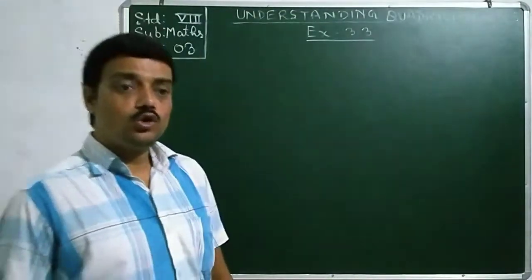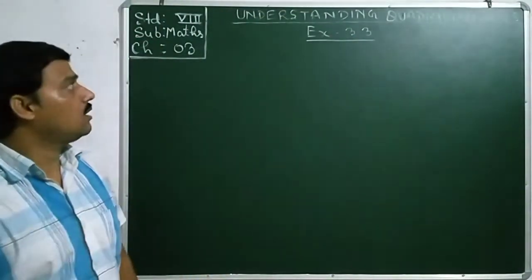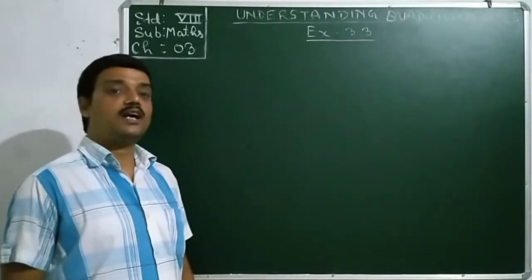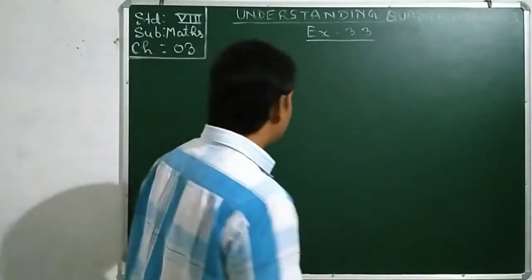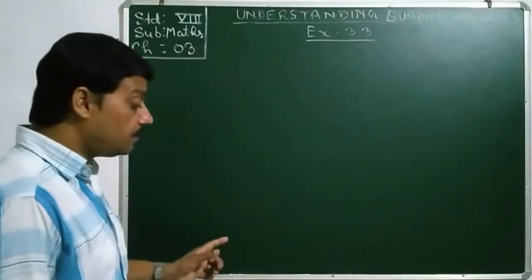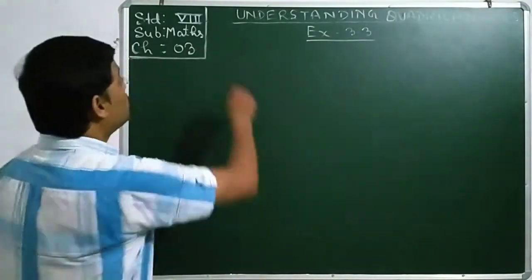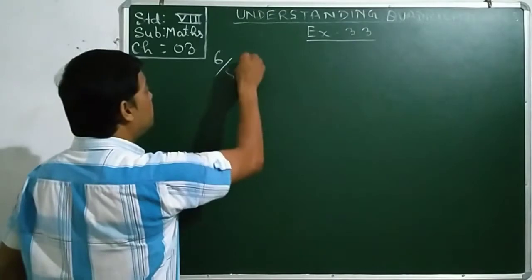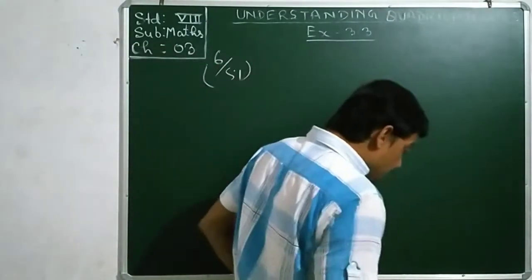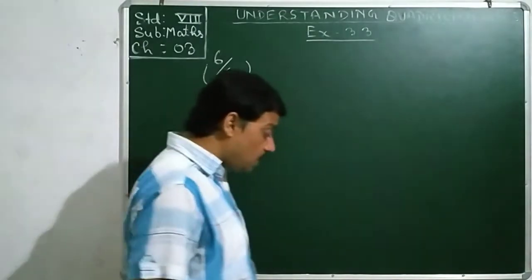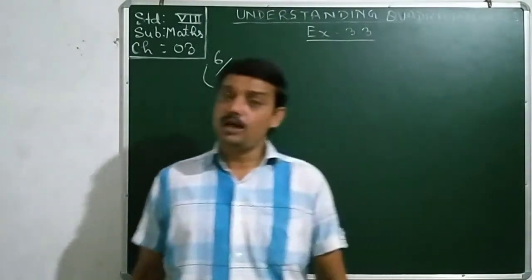I will explain you today the remaining sums of exercise 3.3 of maths for standard 8. Come to the sum number 6, because up to 5 I had explained you in the previous class. In the 6th number sum, the sum is the adjacent angles of parallelogram have equal measures.